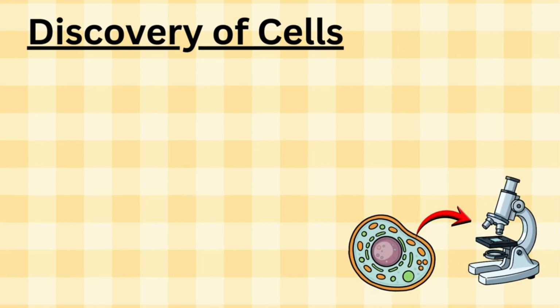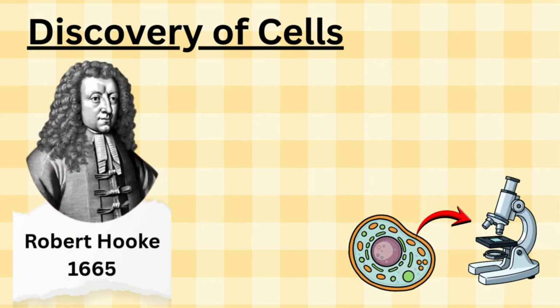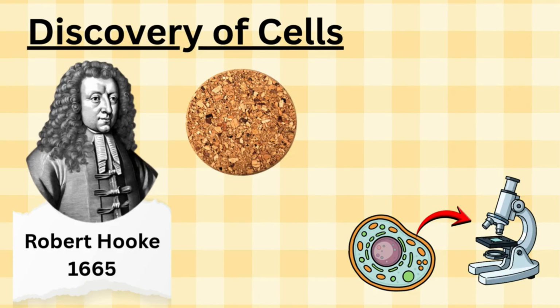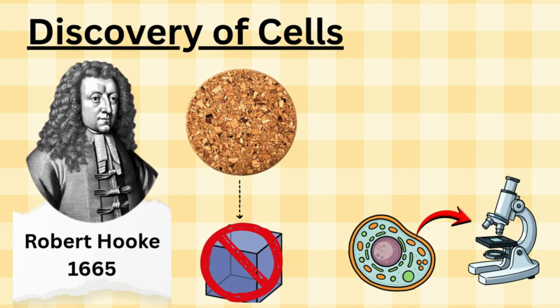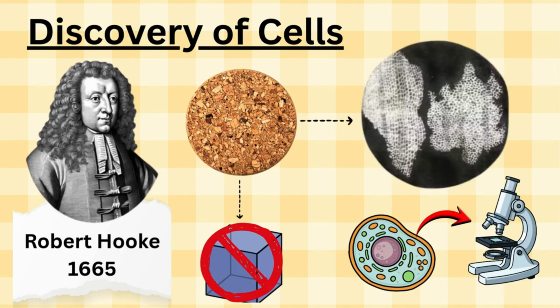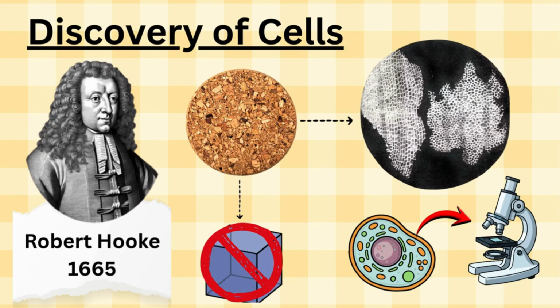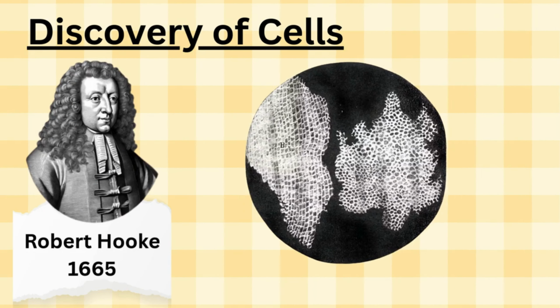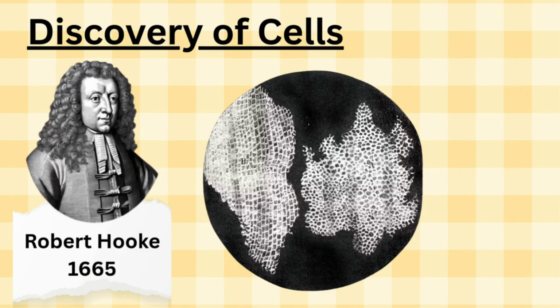In 1665, Robert Hooke, an English scientist, examined a thin slice of cork under a microscope. What he saw surprised him. Instead of a solid structure, the cork appeared to contain many tiny box-like compartments arranged side by side. These compartments reminded him of the small rooms used by monks in monasteries. Because of this resemblance, Hooke called them cells.